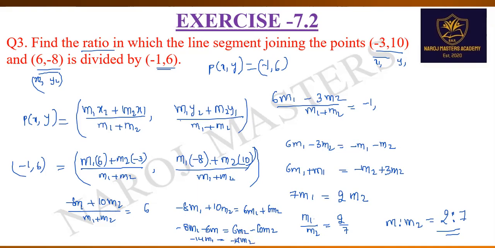and dividing by 2, the minus signs get cancelled, so 7m1 is equal to 2m2. Then m1 by m2 is equal to, again you got 2 by 7 only. So what is the ratio here? 2 is to 7. So the ratio in which the line segment joining these points is divided is 2 is to 7. Okay? Now look at the next question.